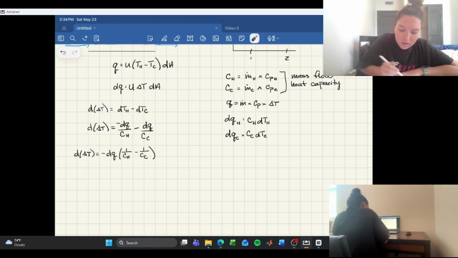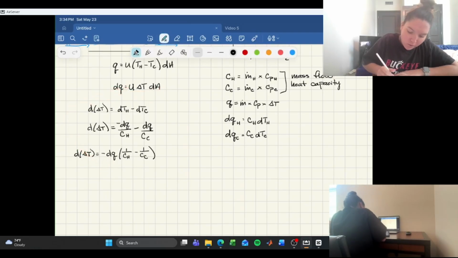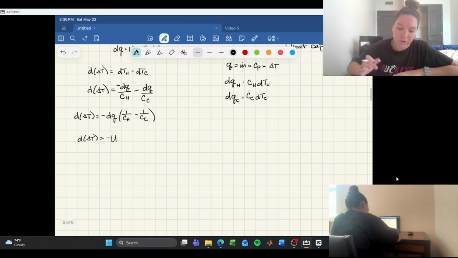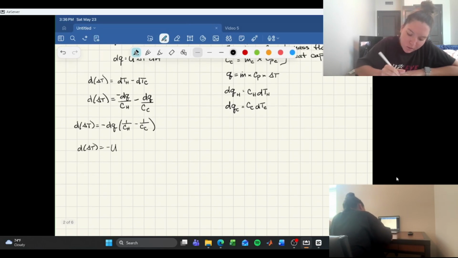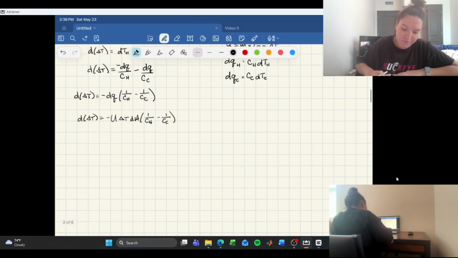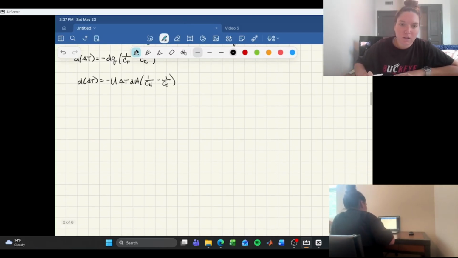And then looking back at this equation from earlier, we can plug in this half of the equation in for dq. So we have that the driving force is going to be equal to negative universal heat capacity coefficient times the change in temperature times dA times 1 over the mass flow heat capacity of the hot stream minus 1 over the mass flow heat capacity of the cold stream. Okay. So now this is going to be a separable equation.